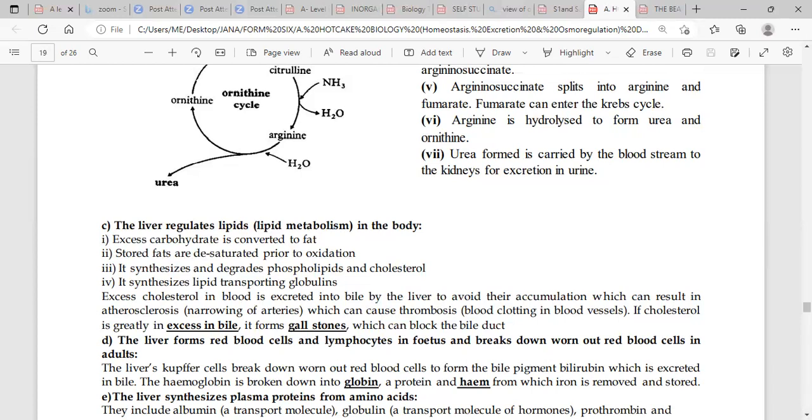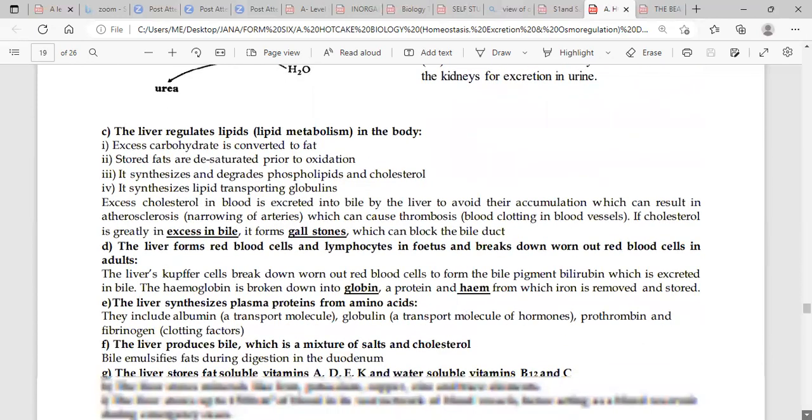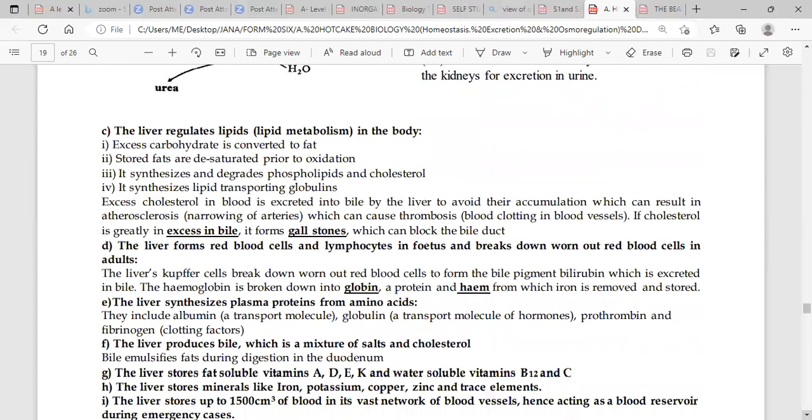This is done by the liver's Kupffer cells. We looked at them, where they break down the worn out red blood cells to form bile pigments. The pigment that is formed is bilirubin, which is excreted in bile. Then you also have hemoglobin being broken down into globulin, a protein, and a heme group from which iron is removed and stored.